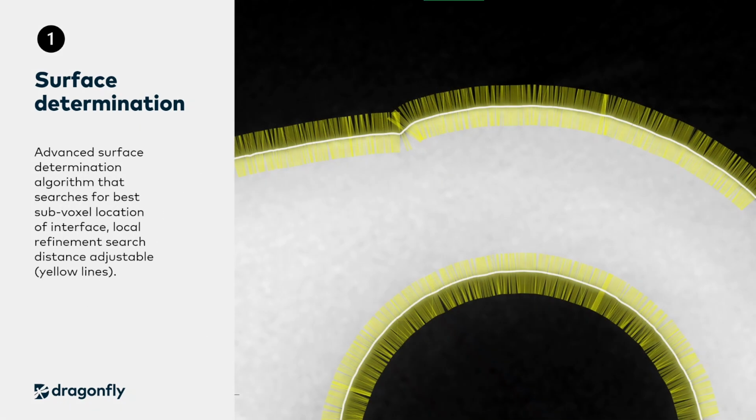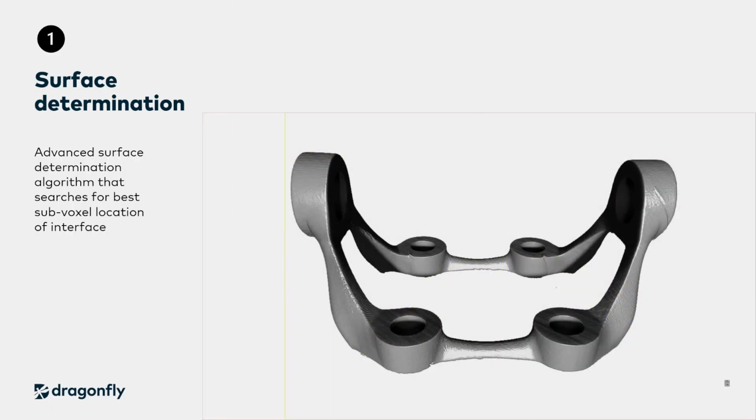How does this tool work? First, users can set parameters for the search distance, where the yellow lines indicate the area of search locally for a local refined gradient optimization. The end result is the white line that you see right here, and ultimately a high-quality mesh.